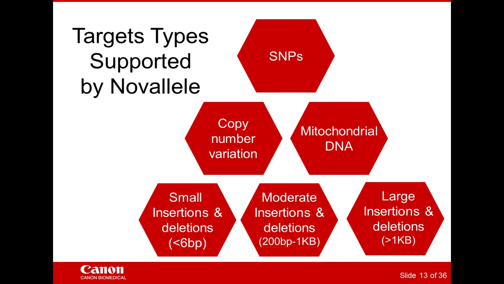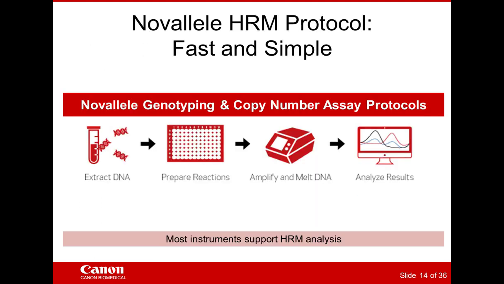But for large insertions and deletions, those don't show up in the menus for those hydrolysis probe PCRs. So with Novallele, we actually have assays that pick up to a 7.6 kb deletion in the hexagene. So this allows us to really cast the net wide when we're talking about insertions and deletions and what size of those we can pick up with the technology.